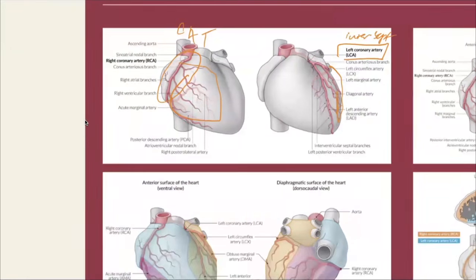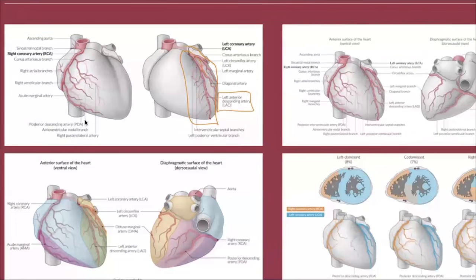An important artery for you to know is the LAD. Let me just erase these markings. An important artery for you to know is the LAD, which supplies 2/3 of the anterior septum, and it's right here. You'll again notice this in the posterior view of the heart mostly.